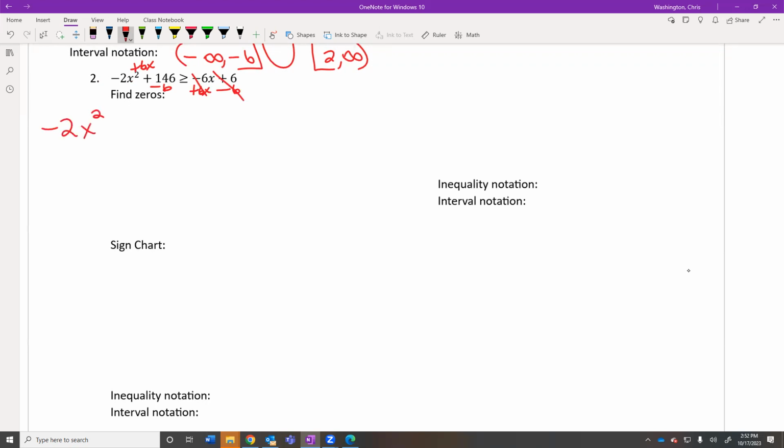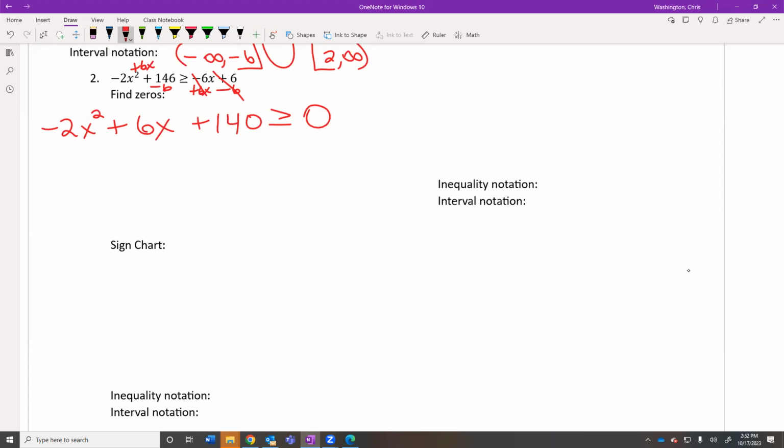So we have a negative 2x squared, we have a positive 6x, and we have a 146 minus 6, which is just 140. And that's greater than or equal to 0.